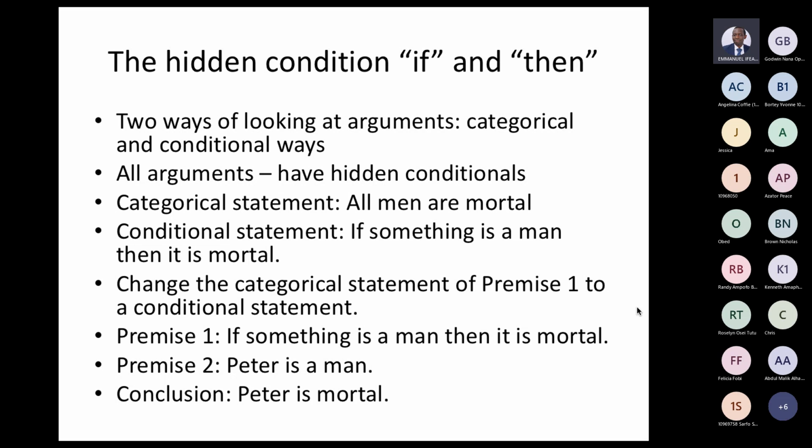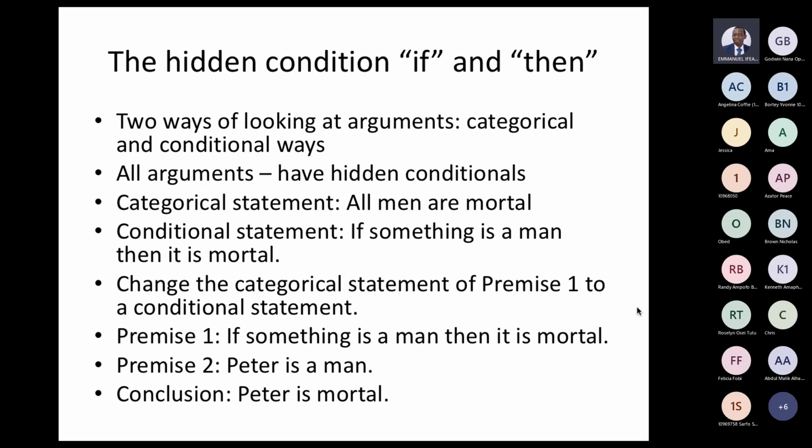Now let's look at the hidden condition, if and then. Statements that contain if and then, we call them conditional statements. If I ate this food, I'll grow tall. If this happens, then that happens. If I borrow that money, I'll buy a car. If this, then that. If that, then this. We call them conditional statements. Now, there are two ways of looking at arguments. You can look at them from the categorical or from the conditional angle. All arguments have hidden conditionals.